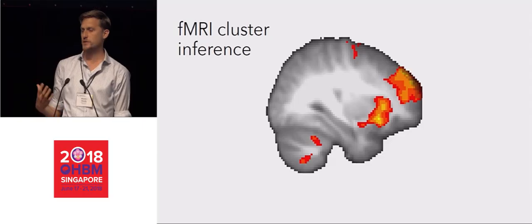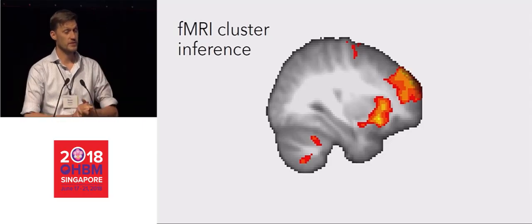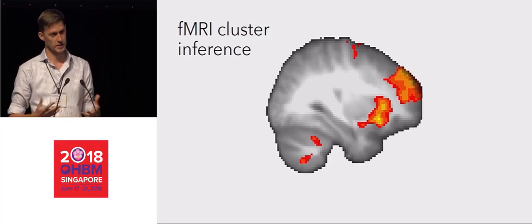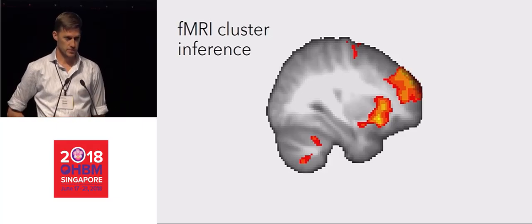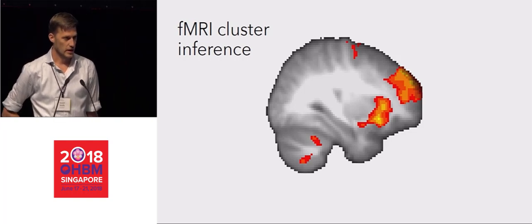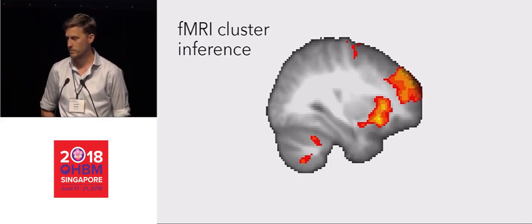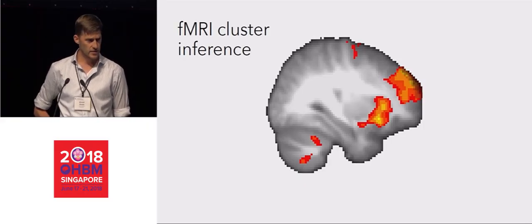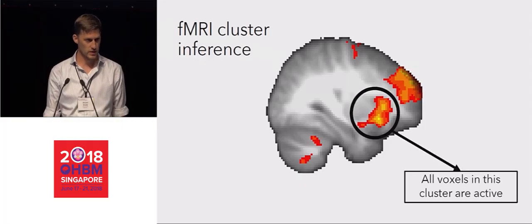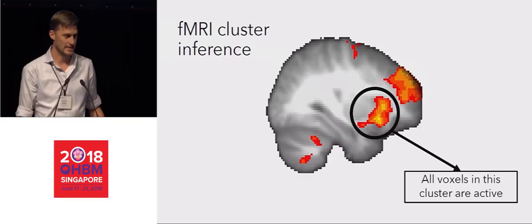A common way to do fMRI inference is cluster inference, where we have a map of Z values and we threshold it at a certain point. After we threshold it, we look at the remaining clusters and we test those clusters with, for example, random field theory. And in these clusters, we want to say something about all voxels in these clusters being active, or we interpret it, in a sense, in this way.